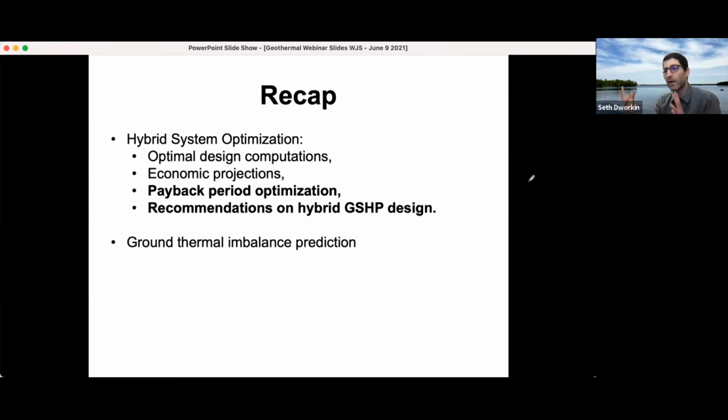And we do that in the context of hybrid system design, so that when we are installing a geothermal system, it's being effectively utilized. And the other point to reiterate, or I just want to recap, was about the ground thermal imbalance prediction. So here we're looking at cases where before installing the system, it's really important to understand how long the system will stay efficient for.